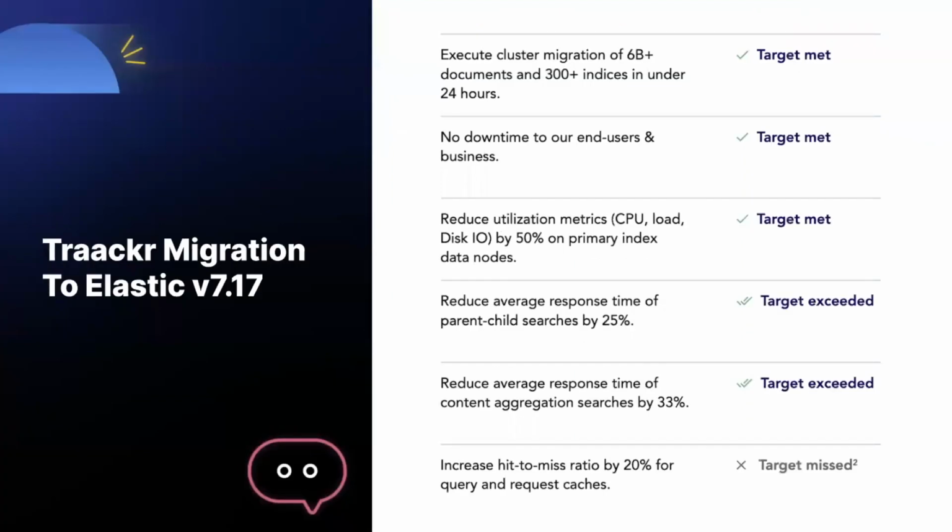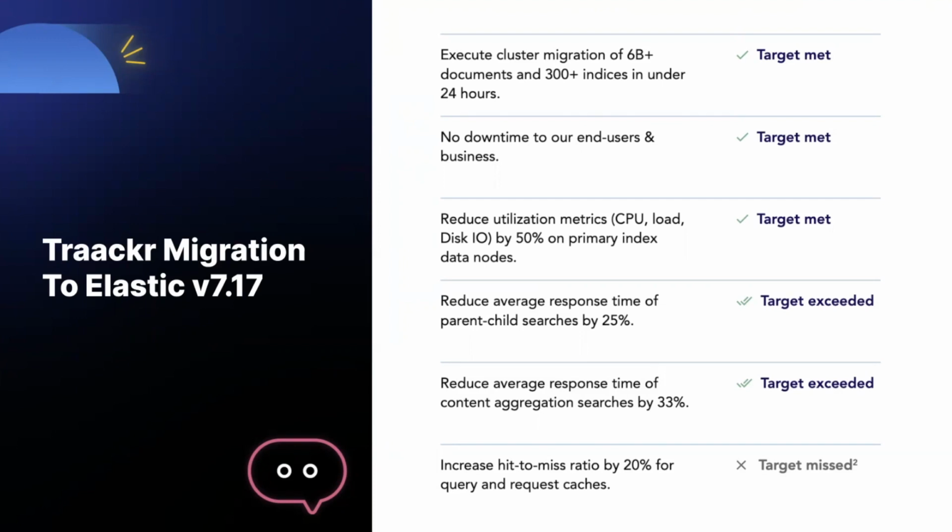Yeah, so we can take a look, did we meet our goals? And we definitely did meet our goals during this migration. So at the time, we wanted to migrate around 6 million documents, 300 indices in under 24 hours with no downtime to our end users in business. So we were able to meet those goals. We were able to reduce the utilization metrics on our primary index by over 50%, like CPU, load, disk IO, memory.